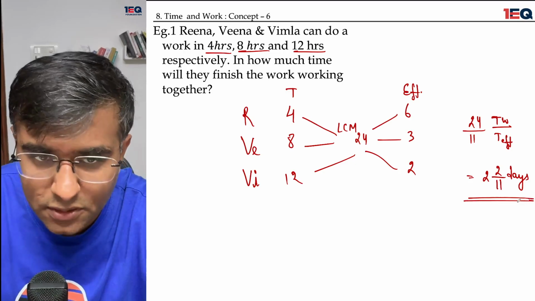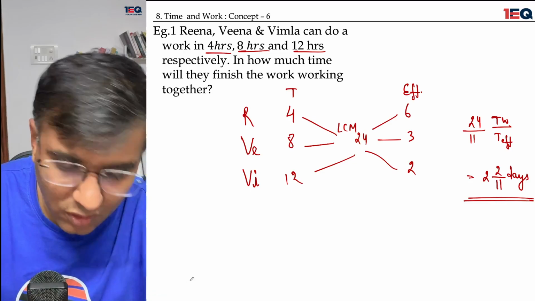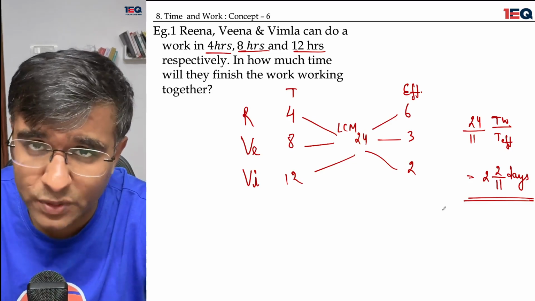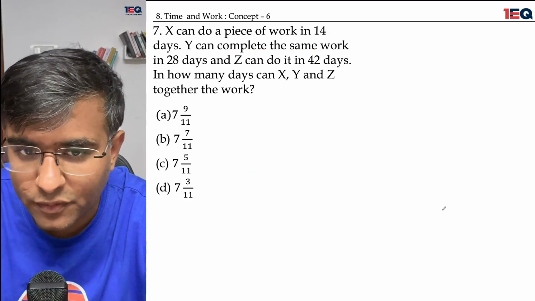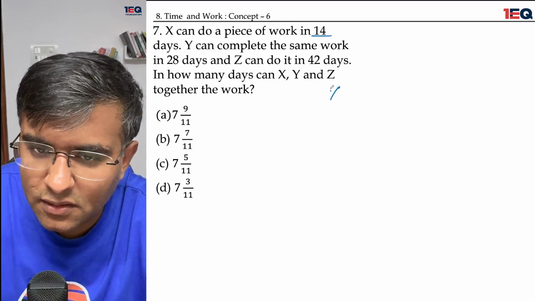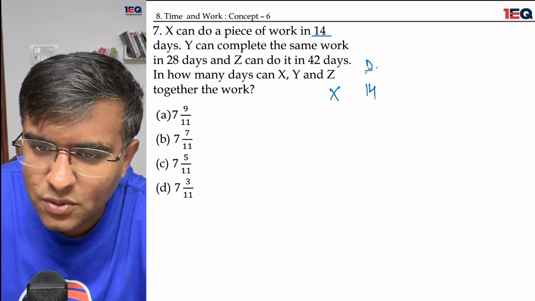This is going to be the total number of days that all three of them together would work so as to complete the task that they were also doing separately. Got it? Moving on. X can do a piece of work in 14 days. I'll now quickly write down the numbers. These are the number of days, or time.